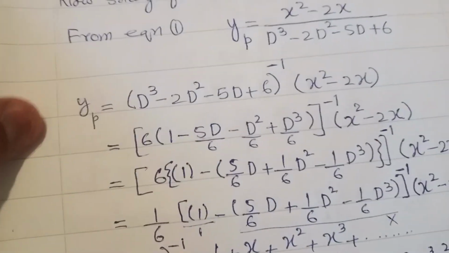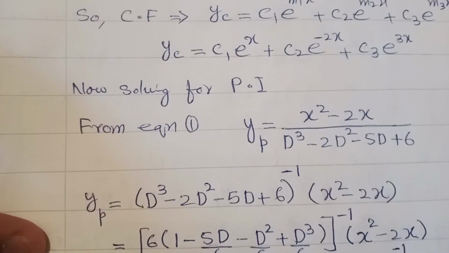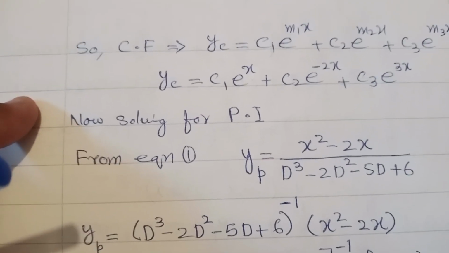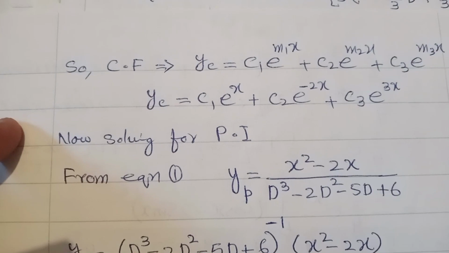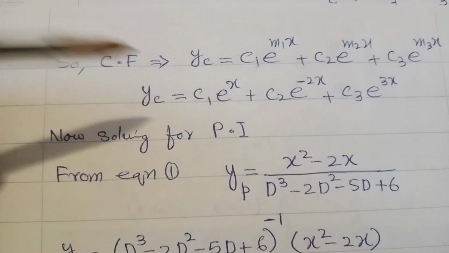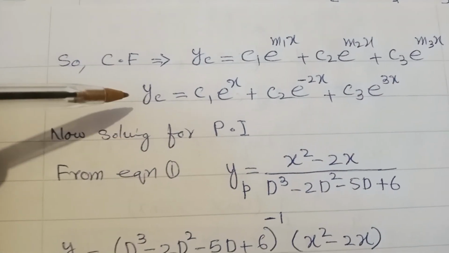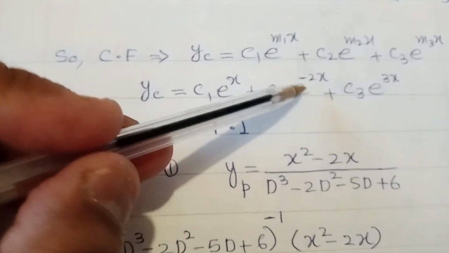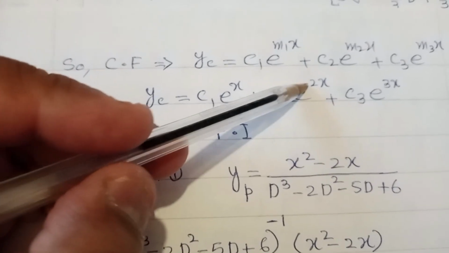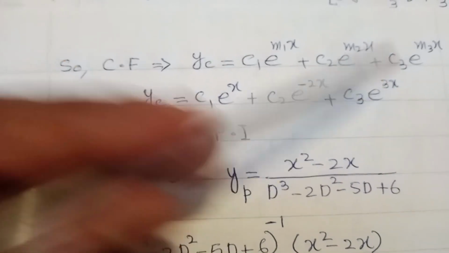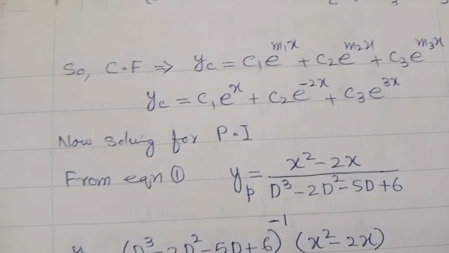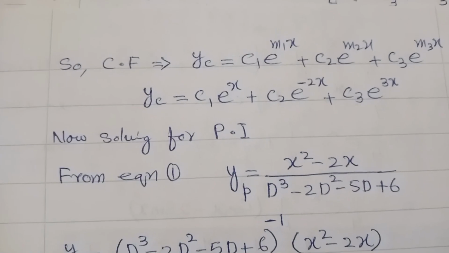So you know that in case of real and distinct roots, the solution will be y equal to c1 exponential m1x plus c2 exponential m2x plus c3 exponential m3x. The value of m1 is 1. Therefore, the complementary function yc will be c1 exponential x plus c2 exponential minus 2x plus c3 exponential 3x.